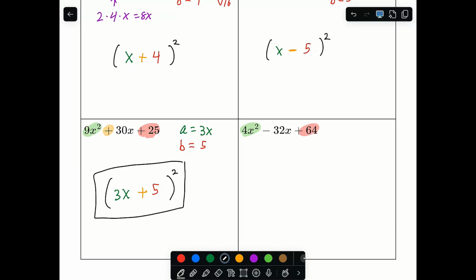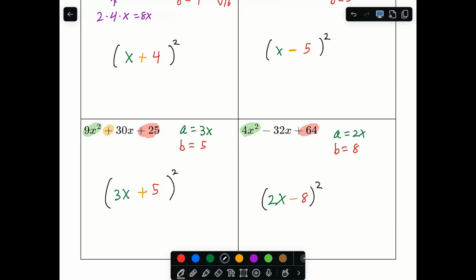Same thing for this last one. Our A is going to be 2x. I'm sorry, I should have written that better. Whoops. So our a is going to be 2x. Our b will be 8. And I'll just write it as 2x minus 8 parentheses squared. Again, it's minus because of the minus sign right there. It's always the same sign as that middle.